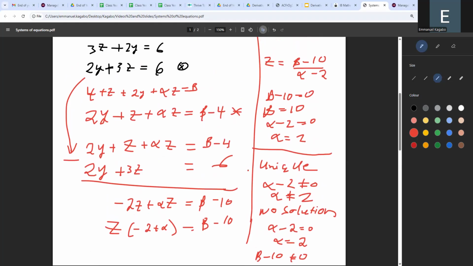So when you're revising systems of equations for IB exams, there are 3 things you need to know: infinite solutions, unique solutions, and no solutions. Unique solutions, I mean having 1 point of intersection. Infinite solutions means the lines are meeting, one line is on top of the other. They are meeting at more than 1 point, so they are basically on the same line. I hope you have understood that.